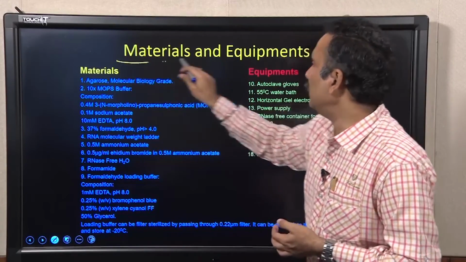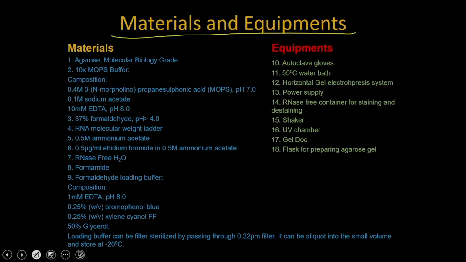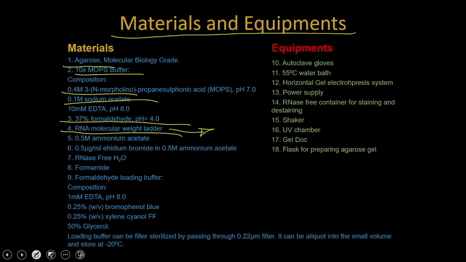The materials and equipment you require to run RNA gels: you need agarose, and you require 10x MOPS buffer, whose composition is given. Then you require 37% formaldehyde solution, and an RNA molecular weight ladder. This is different from the DNA ladder, because here you have different sizes of RNA. Then you require 0.5 molar ammonium acetate, and the staining dye, which is 0.5 microgram per ml ethidium bromide, prepared in 0.5 molar ammonium acetate.